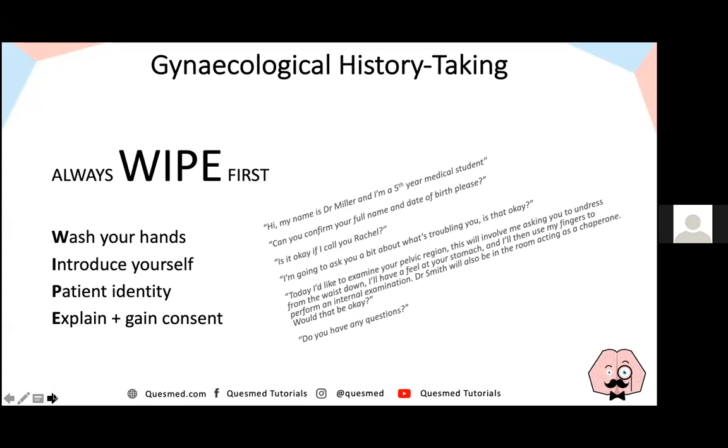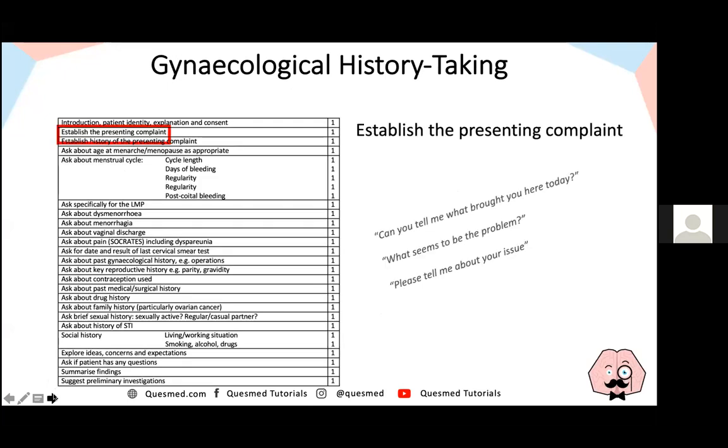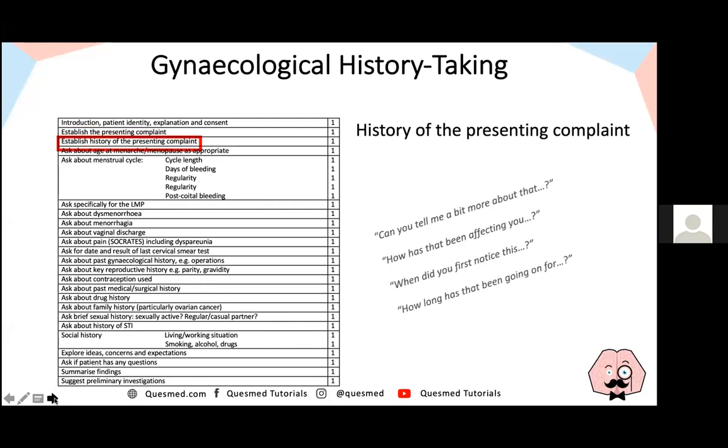So the first step is we want to establish a presenting complaint. We want to begin our consultation by asking broad, open questions that allow the patient to talk and to explain themselves. So something like, can you tell me a bit about what brought you here? What seems to be the problem? Nice open questions. And we then dive into the history of the presenting complaint, and we can ask some more closed questions here. So, when has this been happening from?